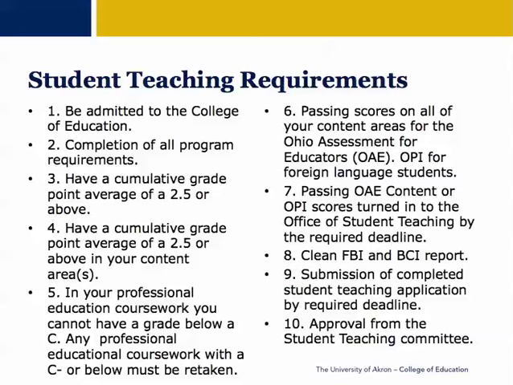You also need to have a cumulative grade point average of 2.5 or above in all your courses here at the university. A 2.5 or above GPA in all your content area classes is also required. This means, for example, if you're a middle childhood math and science student, you would have a 2.5 GPA or higher in both your math content and your science content.